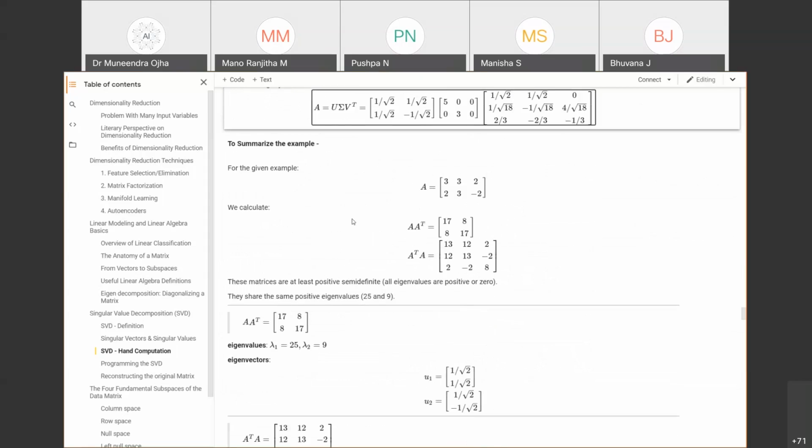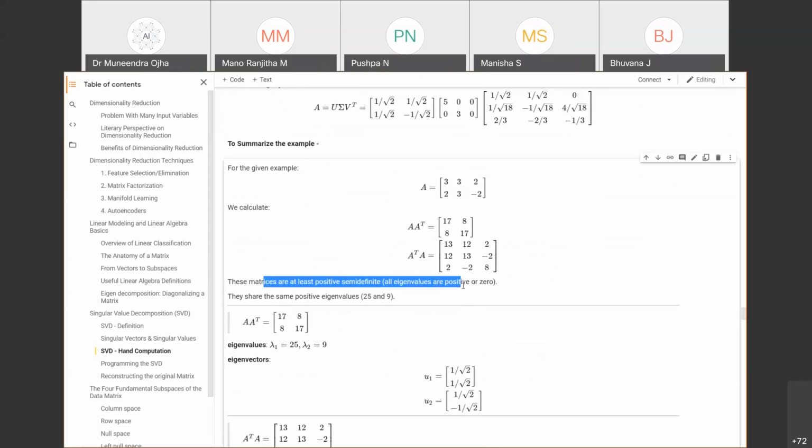To summarize for the given example, we had A, we calculated A A transpose equal to this, and A transpose A equal to this. These matrices are positive semi-definite. All eigenvalues are positive or zero. They share the same positive eigenvalues 25 and 9. We obtain their singular values. So if we obtain the eigenvectors of A A transpose, we will obtain U as 1 by root 2, 1 by root 2, and 1 by root 2, minus 1 by root 2.